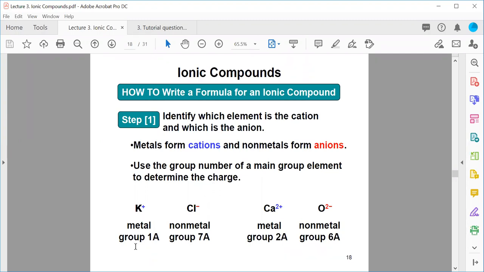So for example, we've got potassium here. It's a metal, so it's going to form a positive charge. It belongs to group 1A, so it'll form a single positive charge. Here's another metal, calcium. We've already talked about that. It's also a metal, belongs to group 2A, so it'll form a 2+ charge. What about the non-metals? Group 7A element, chlorine. So being a non-metal, it'll form a negative charge. And another non-metal here, oxygen, belongs to group 6A. Also remember the rule, 8 take away the group number. 8 take away 6 is 2, so it forms a 2 negative charge.